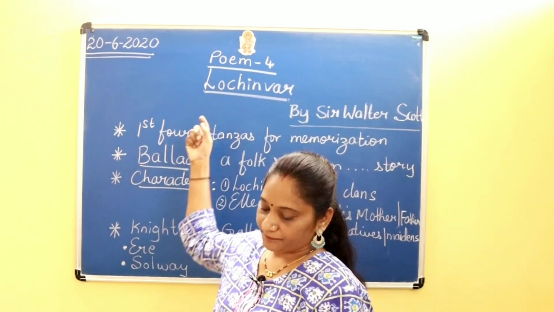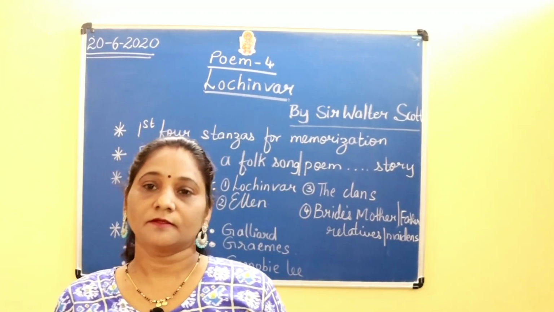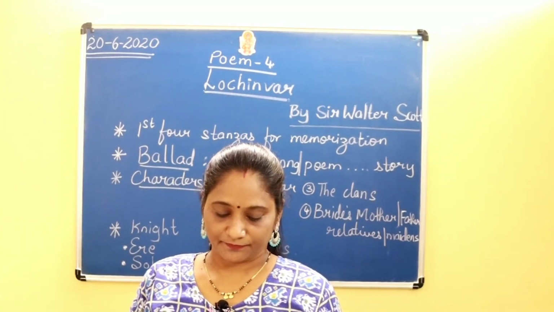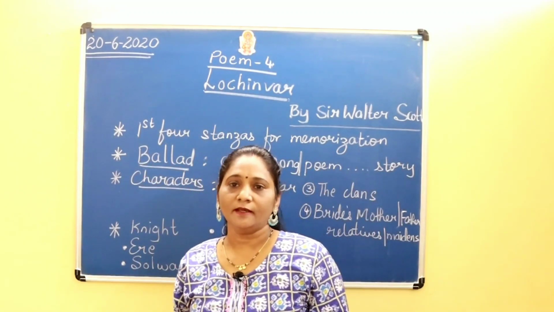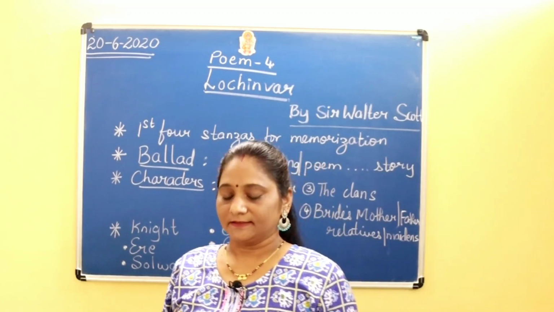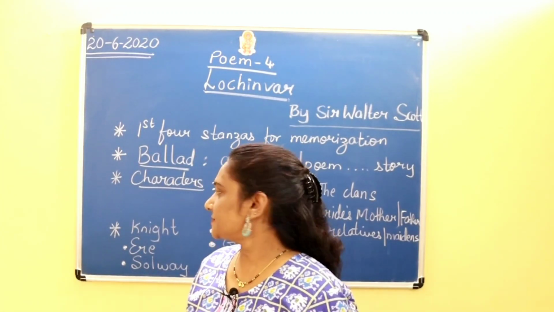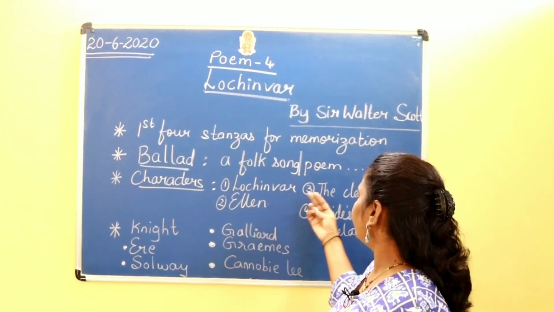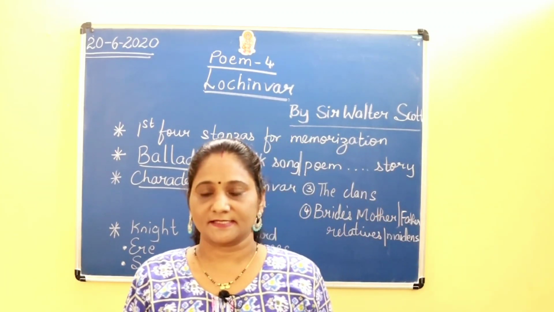In this ballad, Lochinvar, Sir Walter Scott tells us how in olden days a brave young man in Scotland possessed the necessary dash and pluck to do extraordinary things. The story is about a brave young man named Lochinvar of Scotland and the beautiful Ellen of Netherby. The characters in this poem are mainly Lochinvar, the hero of the lesson, Ellen, his love, the Netherby clans, and the bride's mother, the father, the relatives, and the maidens.